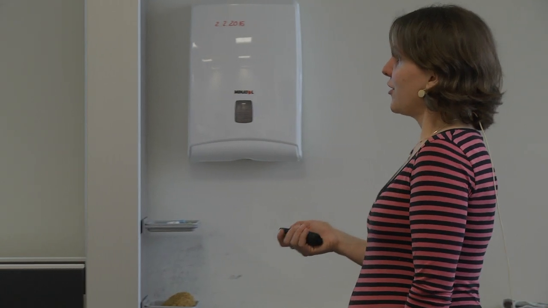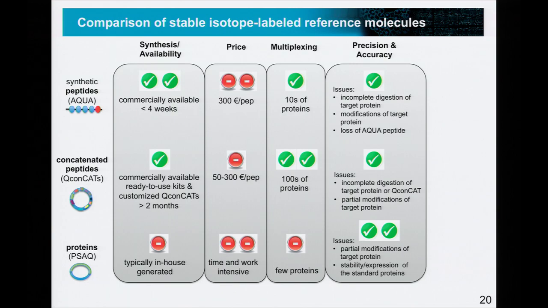In terms of precision and accuracy, the protein standards are definitely the most precise and most likely the molecules that produce the most accurate data. And the reason for that is that only with the protein standards you can account for digestion problems.